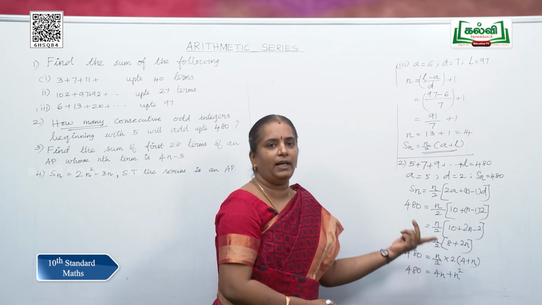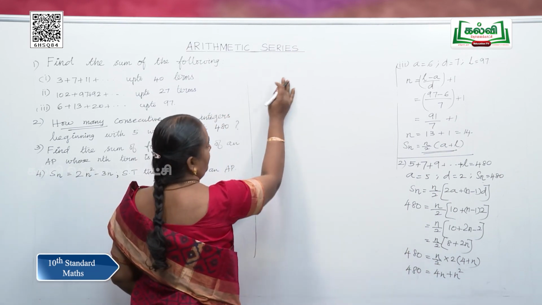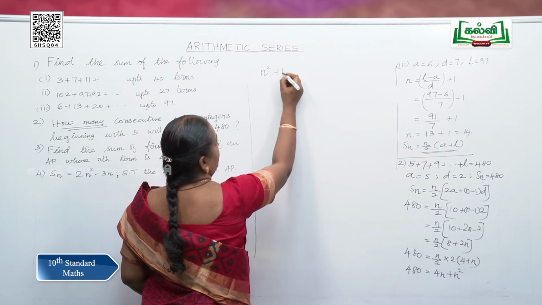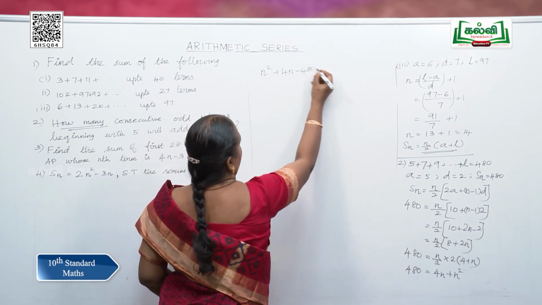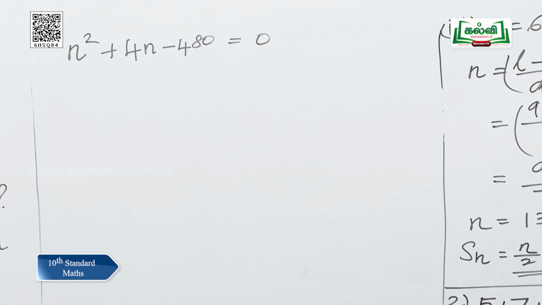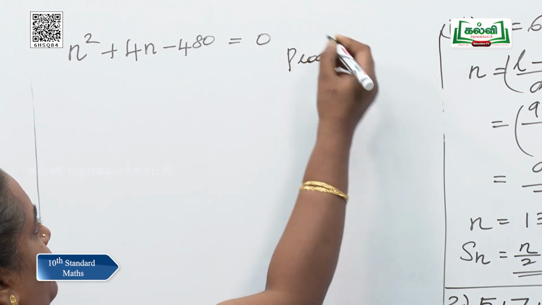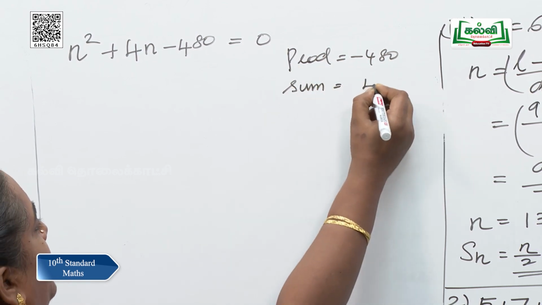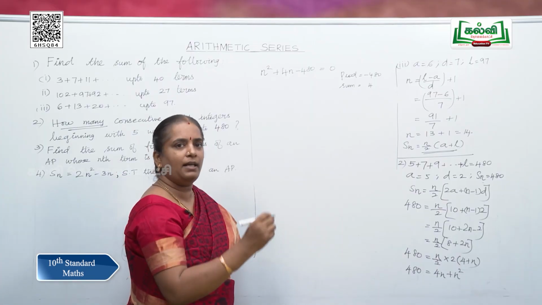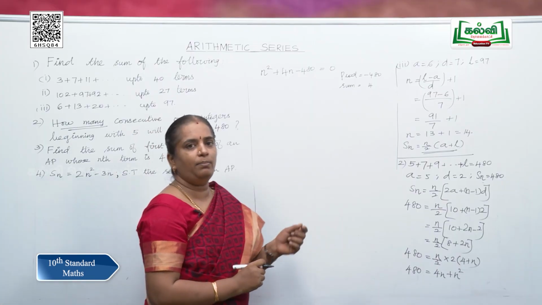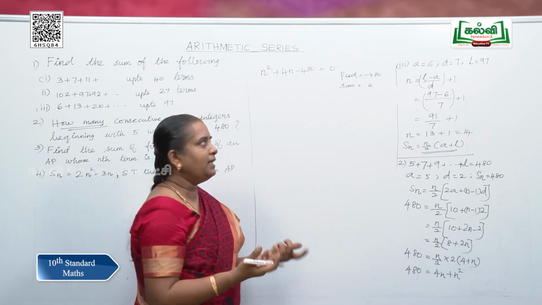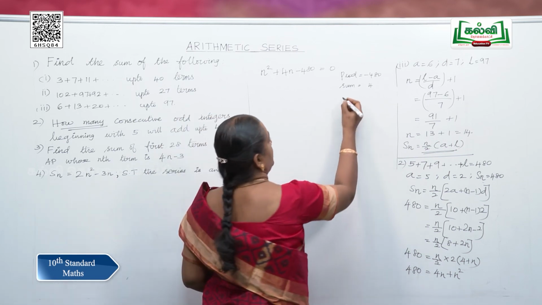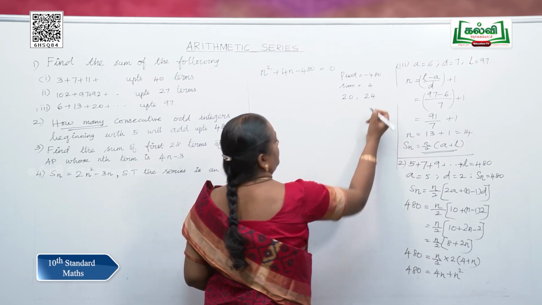So what are we having now? Yes, we are getting a quadratic equation. So let us have that quadratic equation as n square plus 4n minus 480 is equal to 0. See, the quadratic equation has become very easy, where we have the product as minus 480. So the product of the roots is minus 480, and as the product is negative, we have to take the difference, but we are going to write it as sum. So what are the numbers which differ by 4? And yes, product is 480, so 20 and 24.